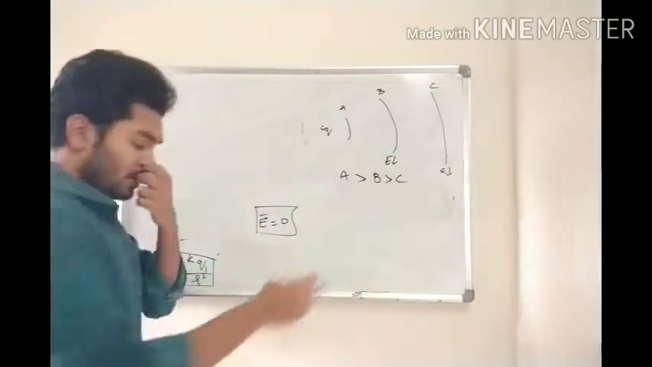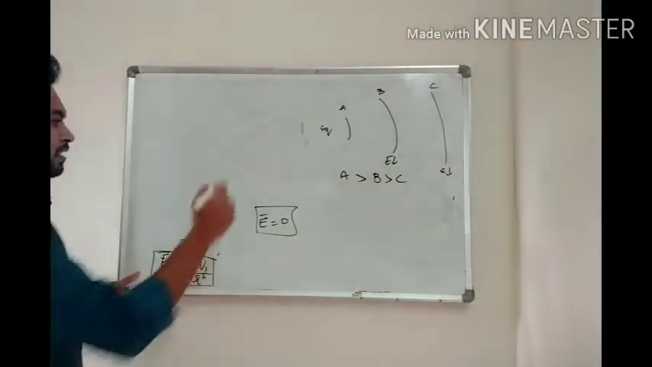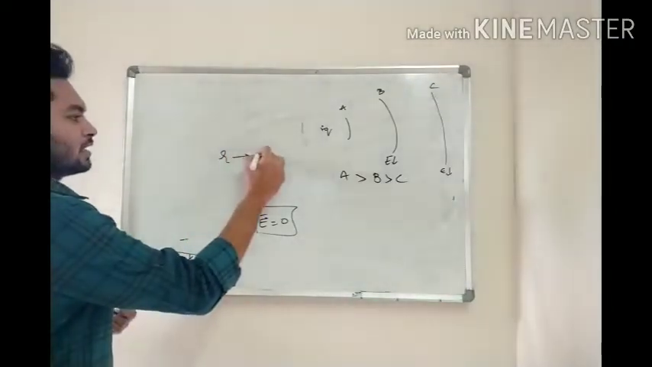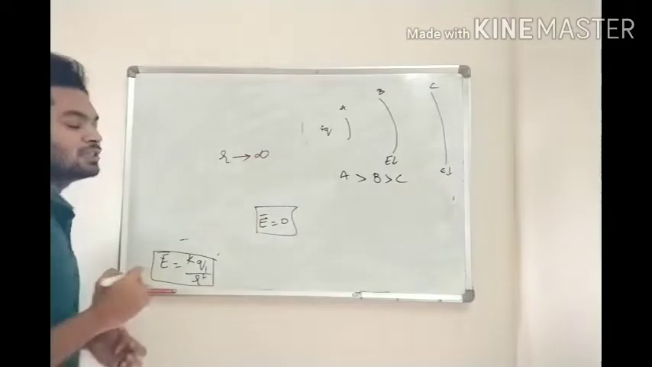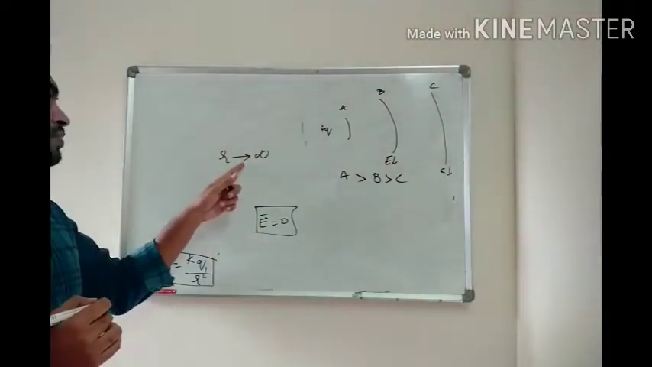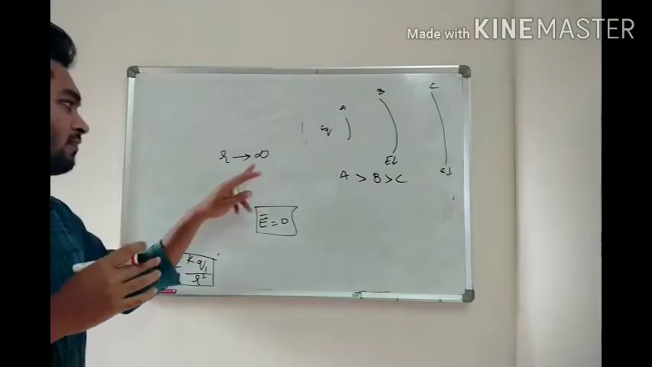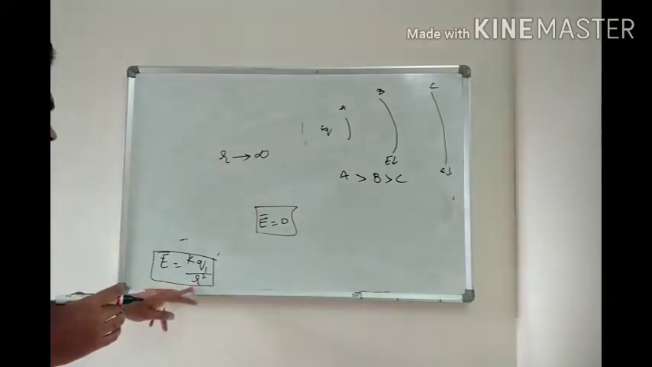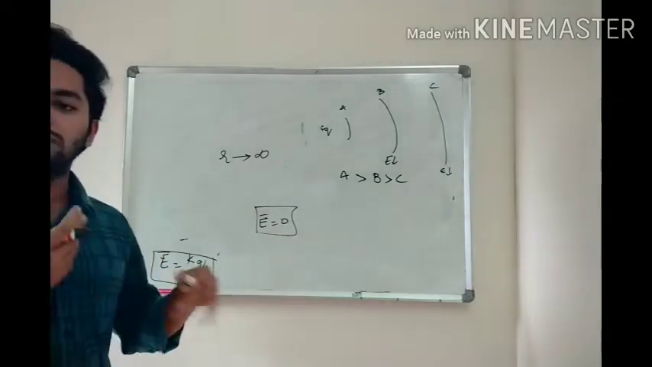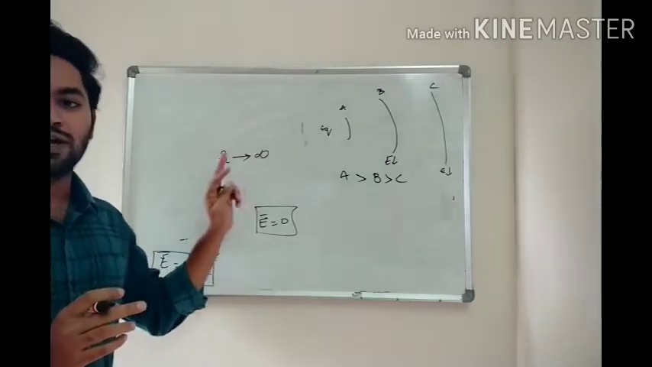Now, when can you tell electric field is 0? When the limit tends to 0. What is your limit here? R. When the distance R is infinite, then only your electric field is 0, which is not possible, right? Because we don't know the value of infinite.